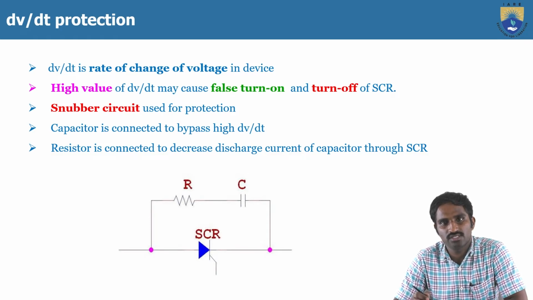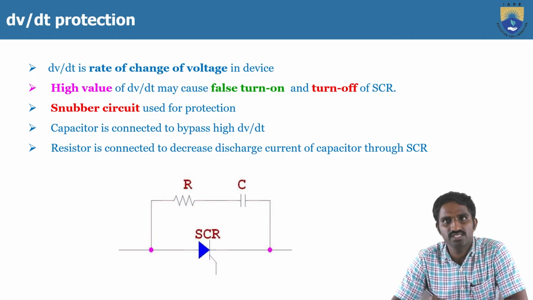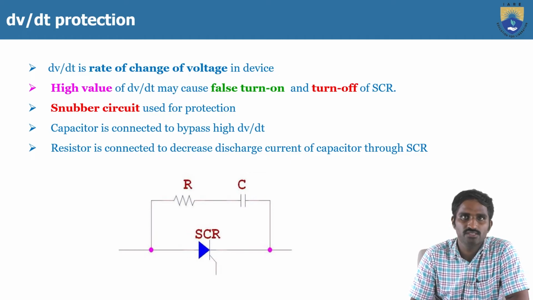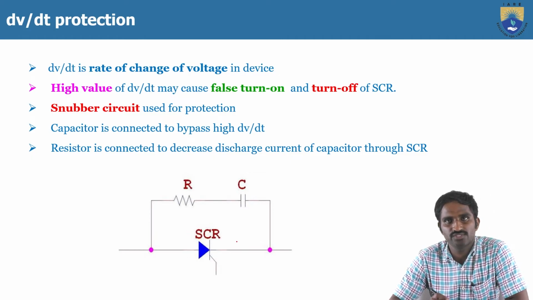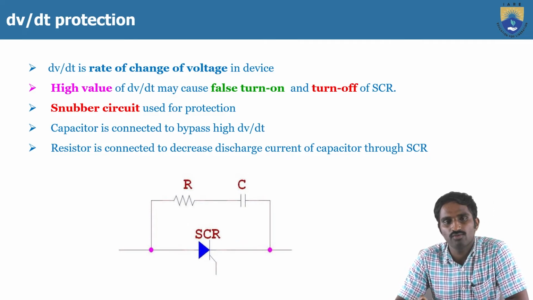To avoid the false turn on and false turn off caused by the high value of dv by dt, we use the snubber circuit. The snubber circuit is the series connection of R and C elements. The series RC elements are called the snubber circuit. By using the snubber circuit, we can protect against a high rate of change of voltage, because the current will flow in series and the voltage will appear across the capacitor.